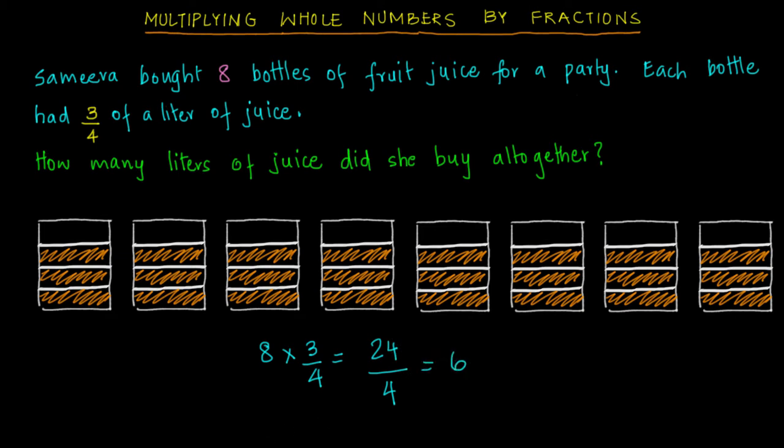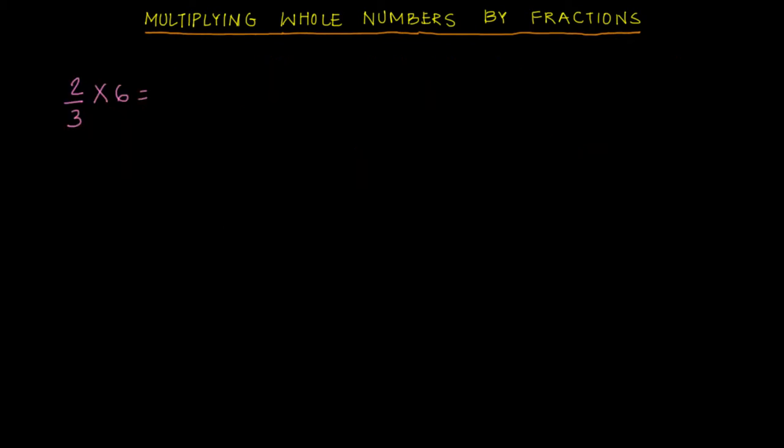Let's look at another problem. How much is 2/3 of 6? So let me make 6 things or 6 wholes. So this is 1, 2, 3, 4, 5, and 6. So these are 6 things or 6 wholes. And now I want to find 2/3. So let me first figure out 1/3. To figure out 1/3, I know I have to make 3 equal parts. So let me start doing that.